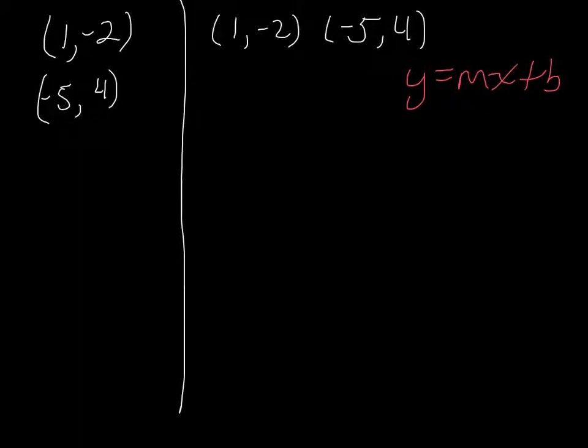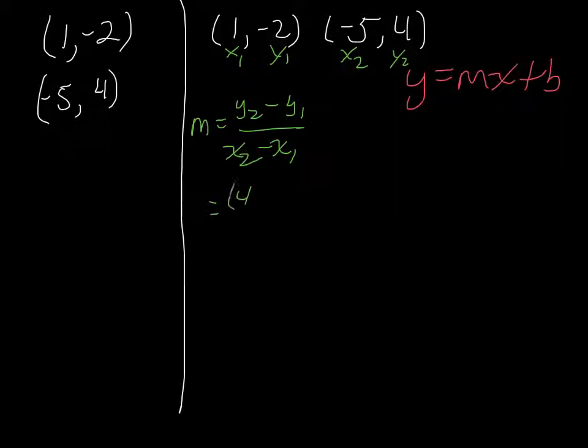And yesterday I did a lot of work with delta y over delta x. So today I'll do m equals y2 minus y1 over x2 minus x1. And so I'll just make this x1 and this y1, this x2 and that y2. Remember, it doesn't matter which one you do. So here I'm going to get 4 minus negative 2. Please make sure you're using parentheses always. Negative 5 minus 1.